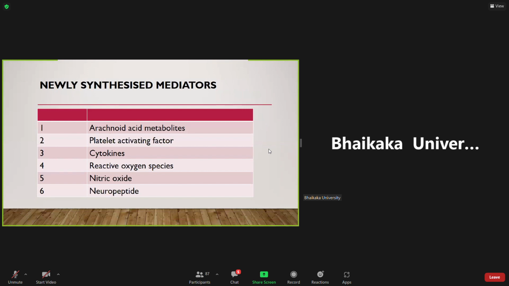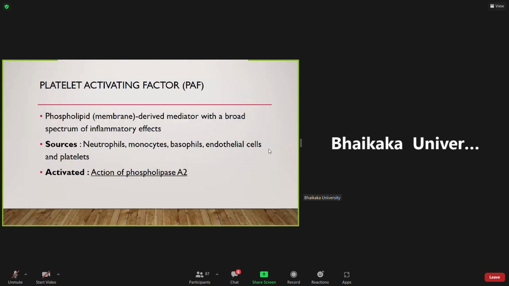Then you have newly synthesized mediators like your arachidonic acid metabolites, platelet activating factors, your cytokines, reactive oxygen species, nitric oxide, neuropeptides. I'm repeating everything. I've already enumerated these, but you still need to memorize all of them. So coming back to platelet activating factor, it is a phospholipid, as you've studied in your biochemistry. It is a membrane-derived mediator with a broad spectrum of inflammatory effects.